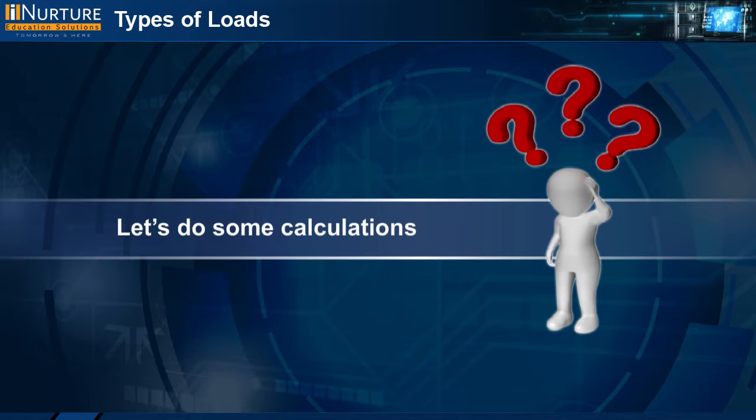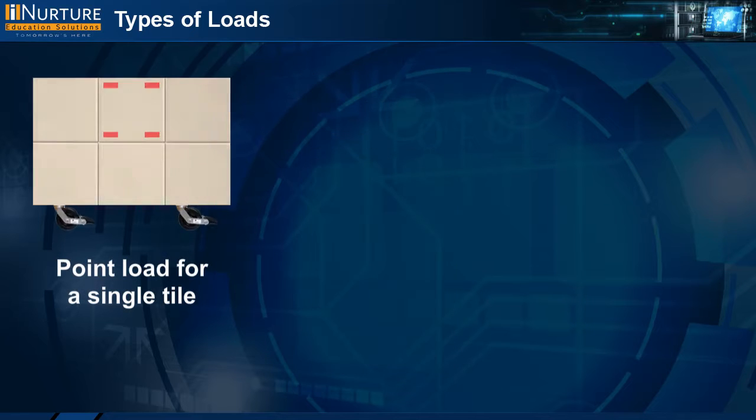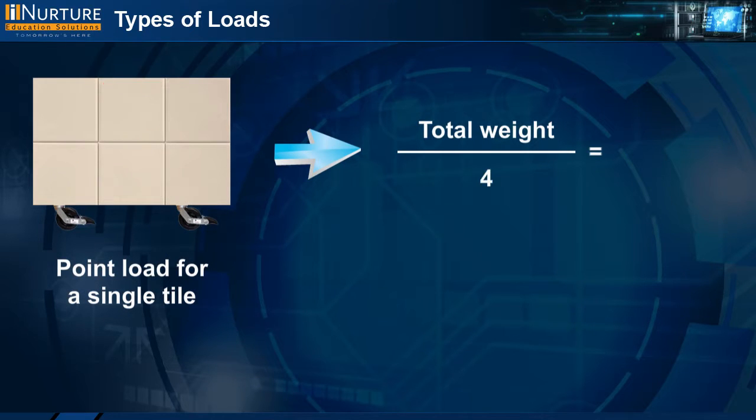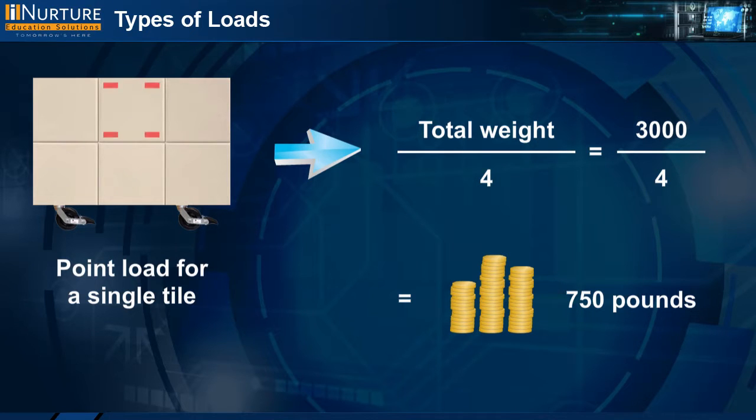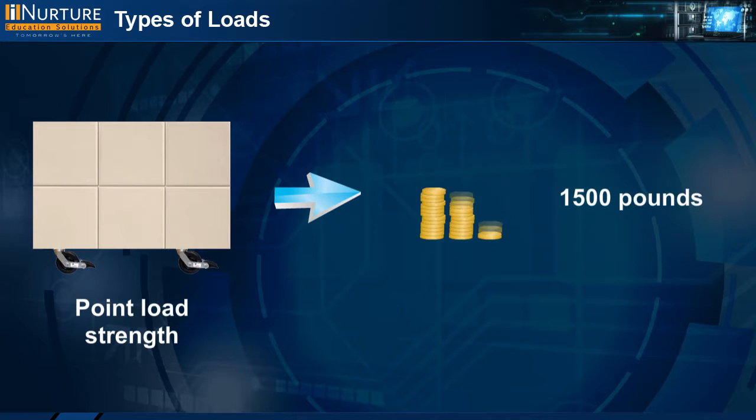Sounds confusing? Let's do some calculations. The weight of an HP Enterprise Series rack is approximately 3,000 pounds. The point load on a tile, or what each caster would support, would be 750 pounds. If a tile is supporting 2 such casters, then its point load strength should be 1,500 pounds or higher.